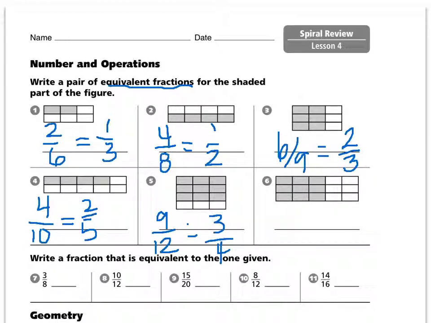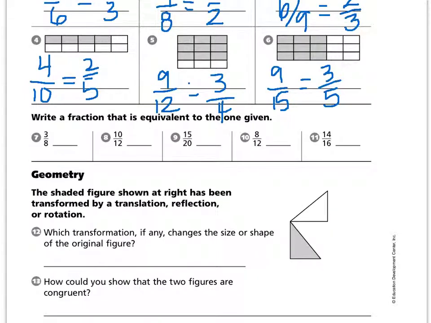And number 6, I'm going to have 9 out of 15, and I can reduce that down because 3 goes into 9 3 times and into 15 5 times, so 3/5. Write a fraction that's equivalent to the given. Well, I'm going to multiply the top by 2 and the bottom by 2. So I would have 6/16. Do the same thing here.